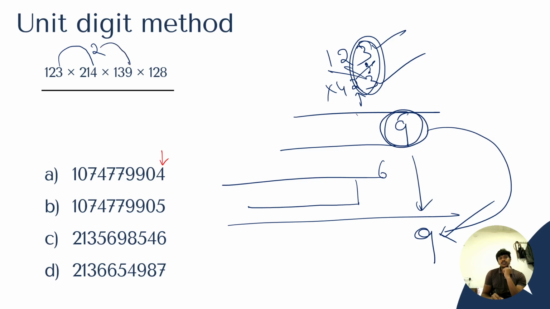Again, 2 into 9, 18. 8 is going to be at the ending. 8 into 8, 64. 4 is going to be the ending. So at the answer, you are just going to have 4 at the ending. We are having only one option, so this will be your answer.